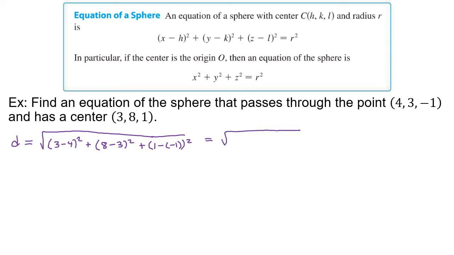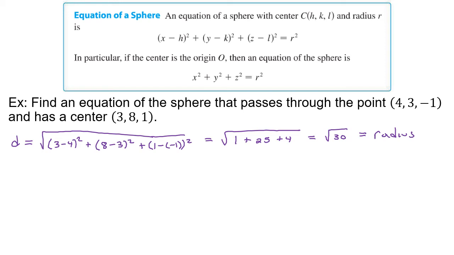So 3 minus 4 is negative 1 squared is 1. 8 minus 3 is 5 squared is 25. And 1 plus 1 is 2 squared is 4. So this is the square root of 30. This has to be the radius of my sphere.